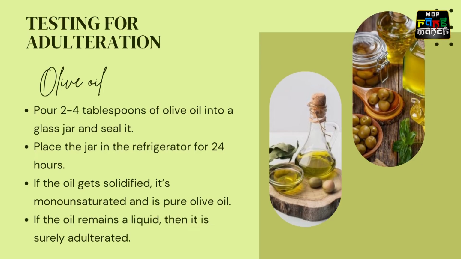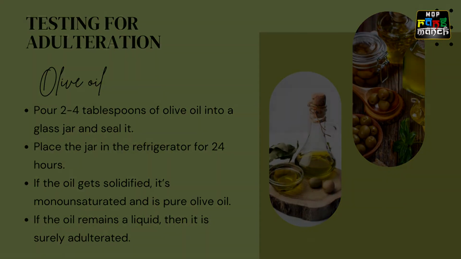Testing for adulteration in olive oil and coconut oil. Olive oil. Pour 2 to 4 tablespoons of olive oil into a glass jar and seal it. Place the jar in the refrigerator for 24 hours. If the oil gets solidified, it's monounsaturated and is pure olive oil. If the oil remains a liquid, then it is surely adulterated.